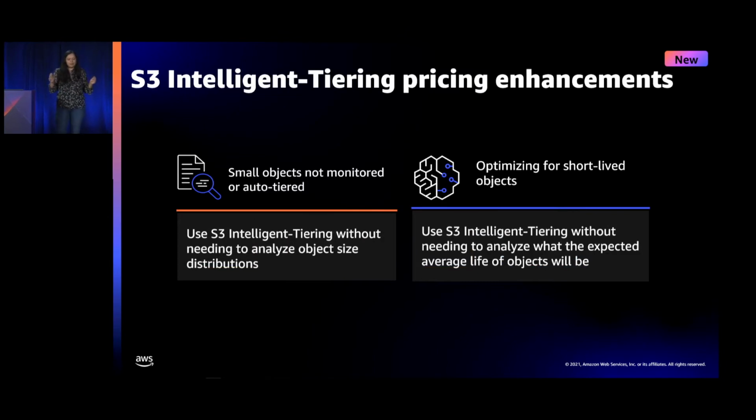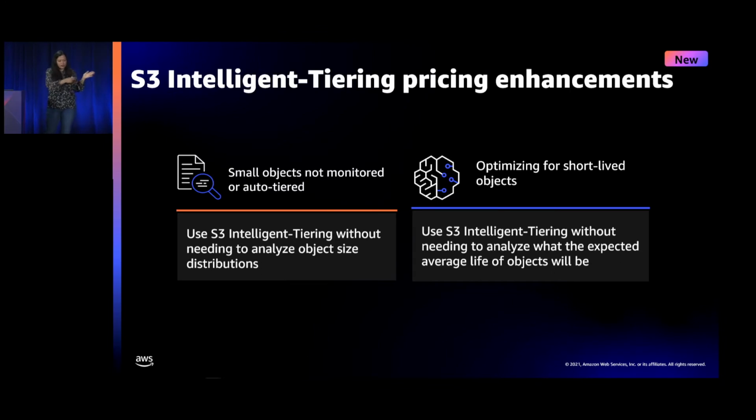Now, just this past September, S3 Intelligent-Tiering further optimized storage costs for small and short-lived objects by removing the minimum storage duration for all objects and the object monitoring and automation fee for objects that are smaller than 128 kilobytes. So previously, S3 Intelligent-Tiering was only optimized for long-lived objects that had to be stored for a minimum duration of 30 days and objects that were larger than 128 kilobytes.